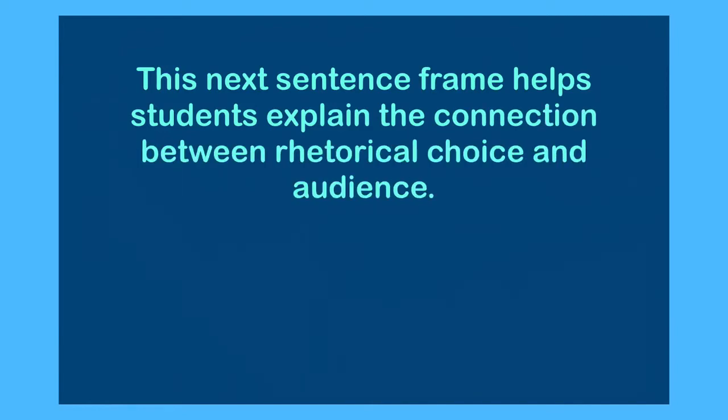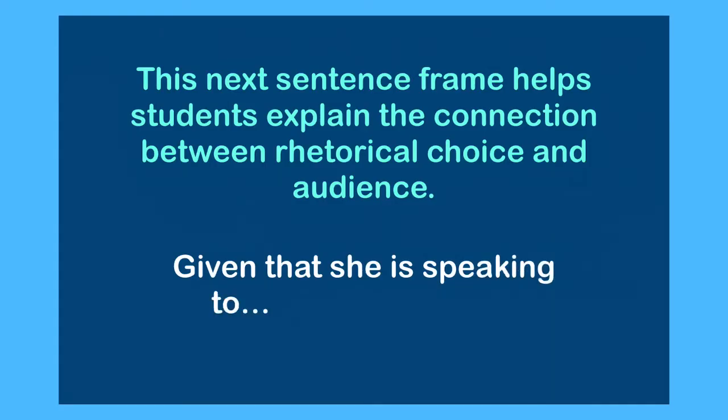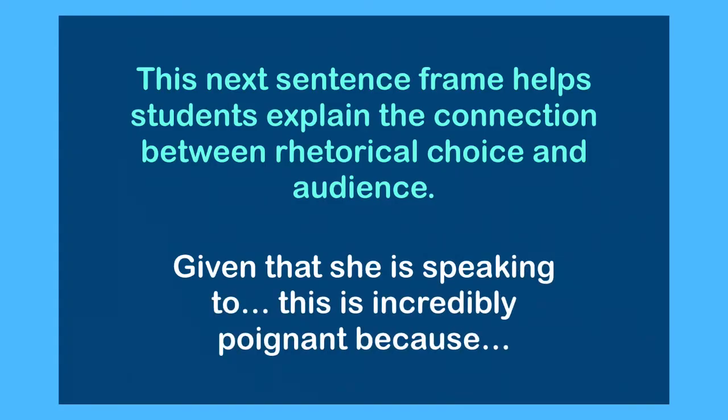In looking at hundreds of essays from my own students over the years and also students from other schools, it's become very clear that students tend to forget to analyze the significance of the choice in relation to the audience and the occasion. And so this next sentence frame is a way to try to remember to include that. And so basically what you need to do is figure out why that particular message or argument is poignant, so why it's important for that particular audience.